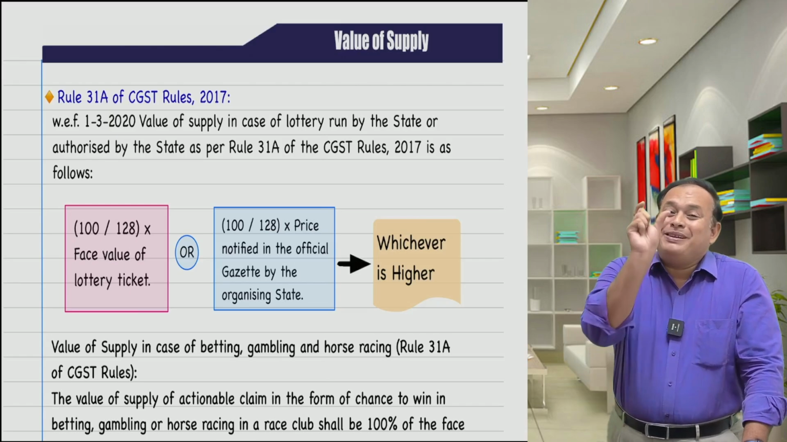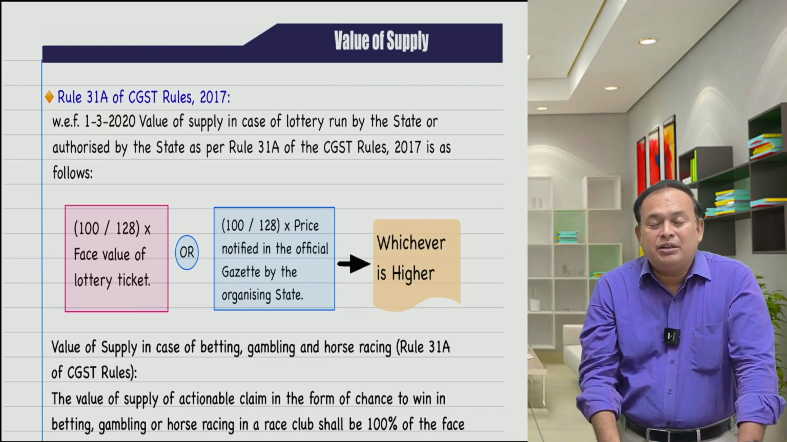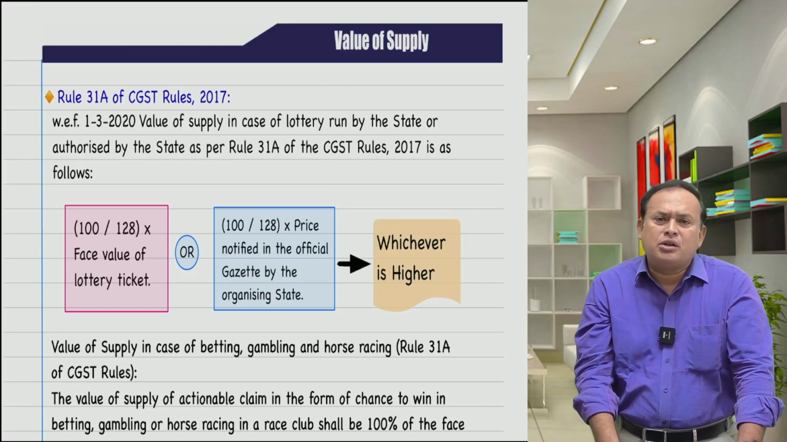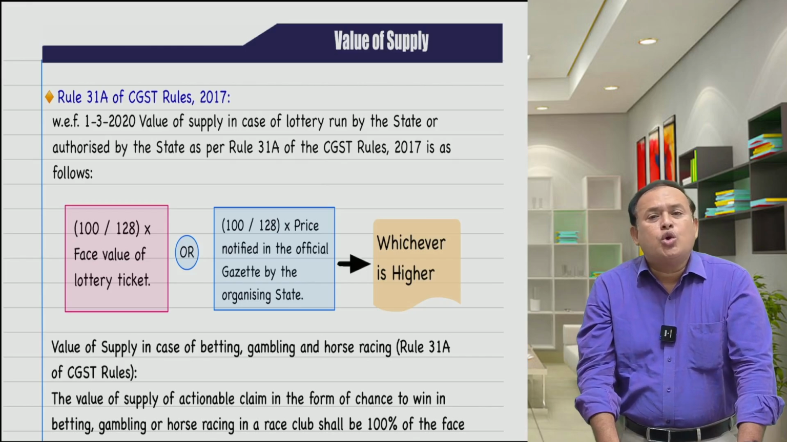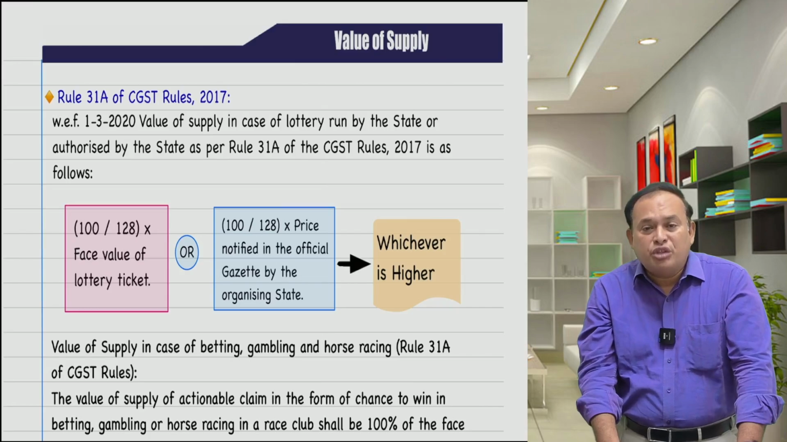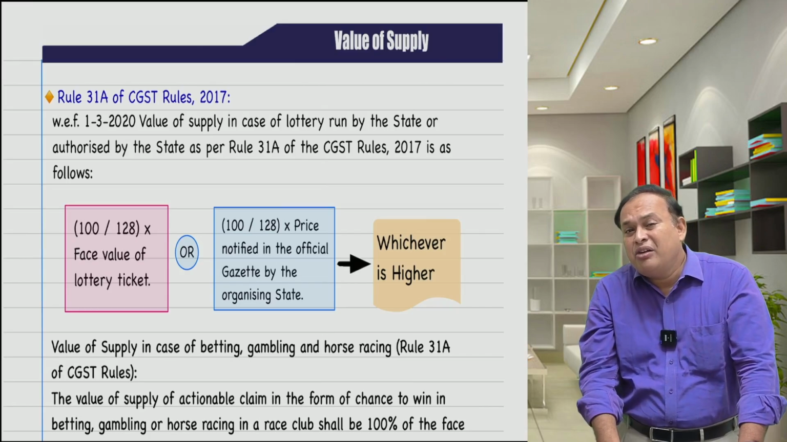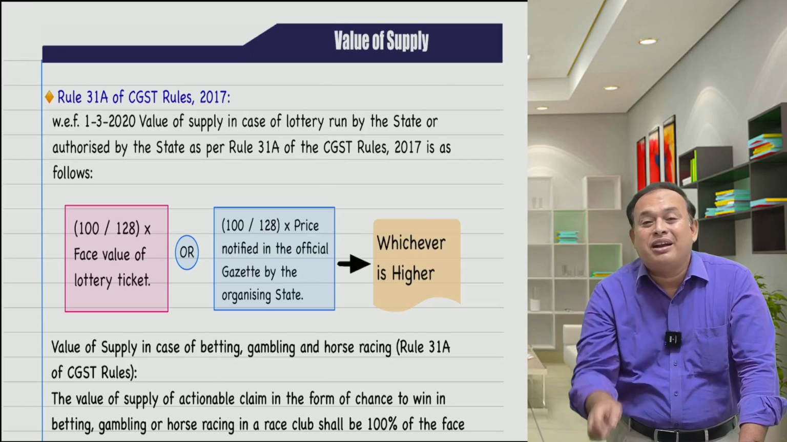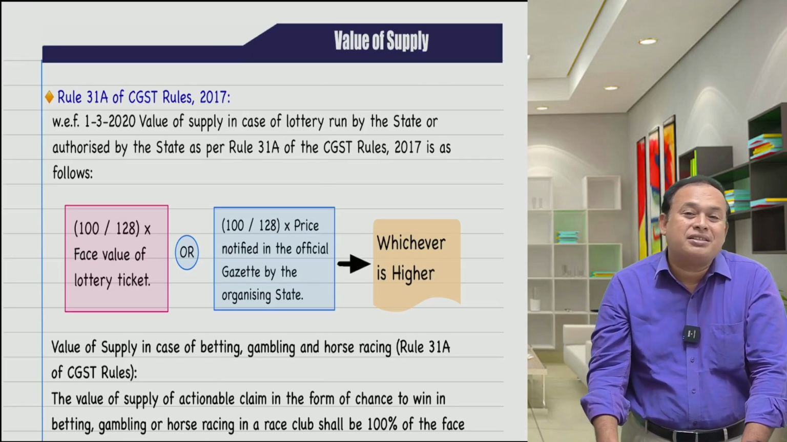Now I am taking only the first point here, lottery. Supply of goods. Who supplied? State government, local authority. To whom? To the commission agents. Who are the recipient? Therefore, who is liable to pay GST here in the case of lottery? As per RCM, section 9(3), the recipient lottery agent is liable to pay GST under RCM.